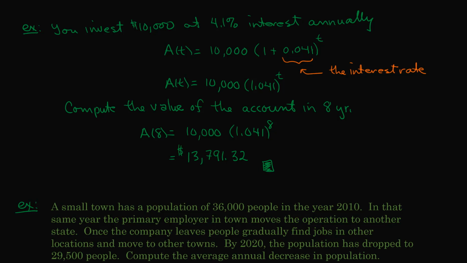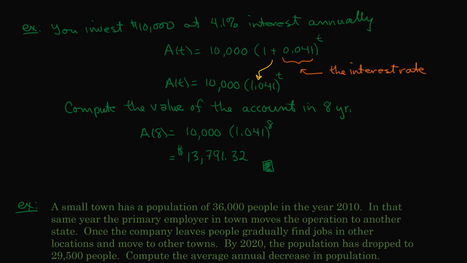So what we're going to wind up doing here is we're going to have our initial investment, P sub 0, which is $10,000. Remember, we have the 1 plus the rate raised to the t power as the second portion of the function. The 4.1% is converted back from a percentage to a decimal, and that value is substituted in for r, which is going to give us 1 plus 0.041.